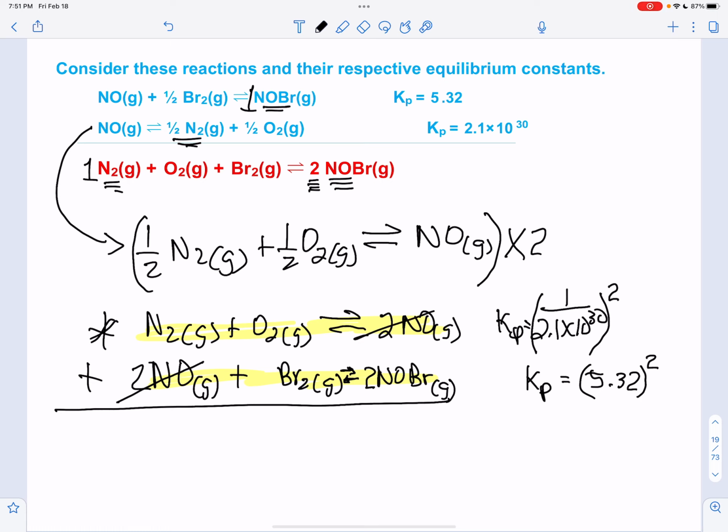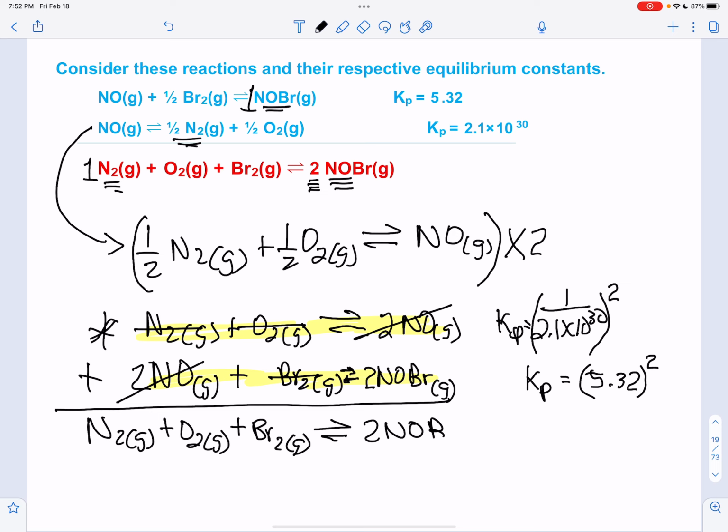NO and NO cancel. They are on opposite sides. So I'm going to get N2 gas plus O2 gas plus Br2 gas. So I use that one, and that one produces 2NOBr gas. Is that what we're looking for? N2 gas, N2 gas. O2, O2. Br2, Br2, 2NOBr, 2NOBr. What about the Kp?